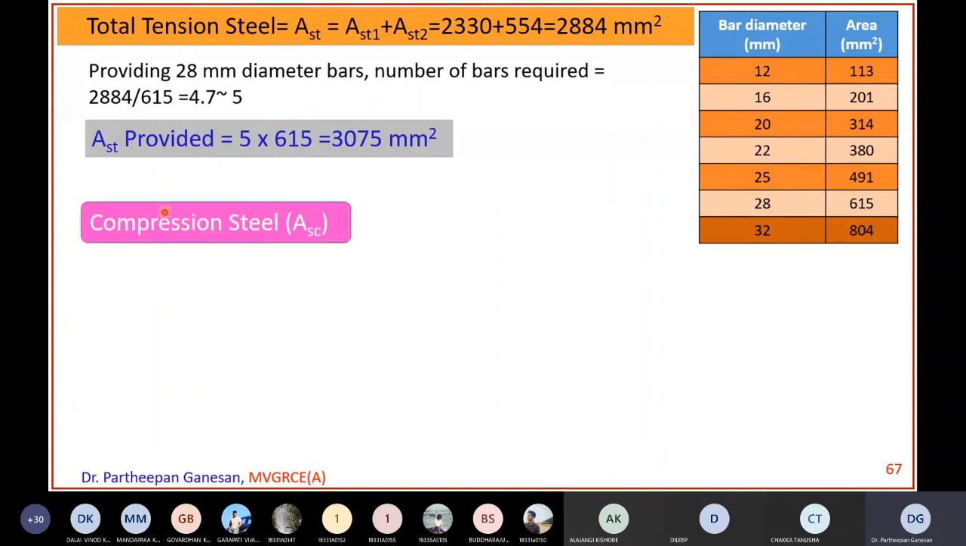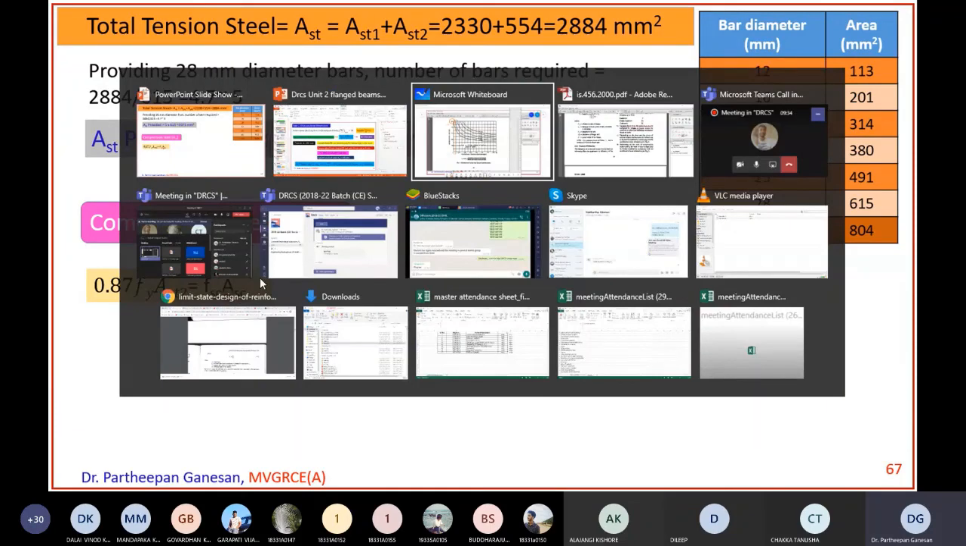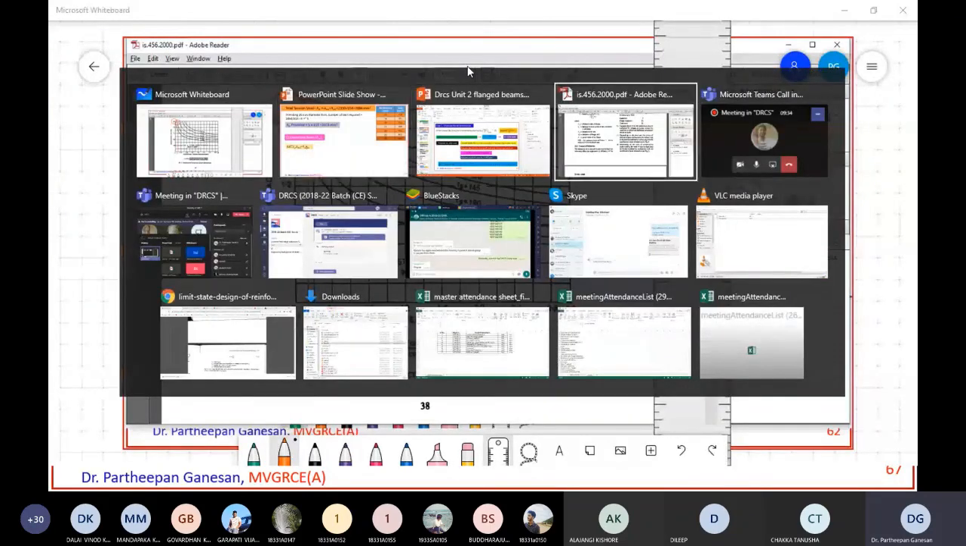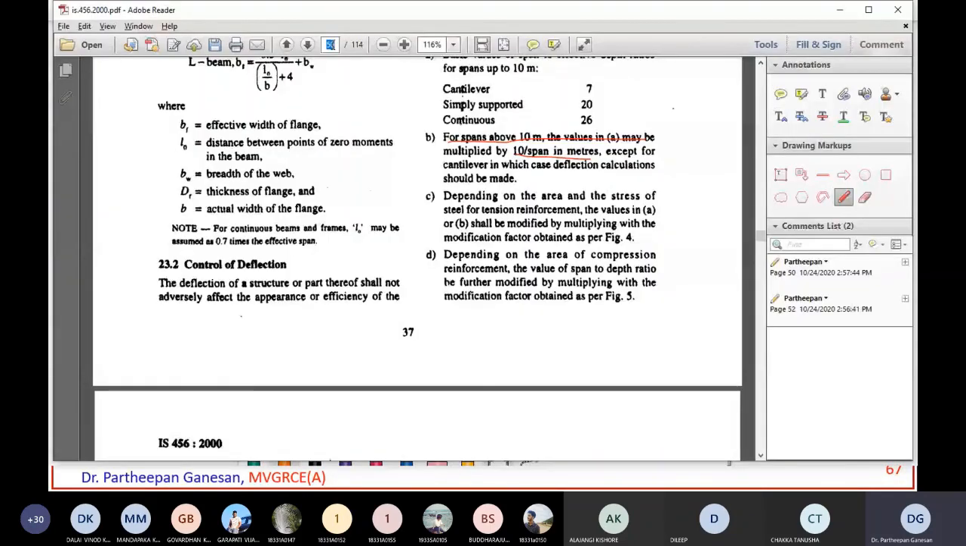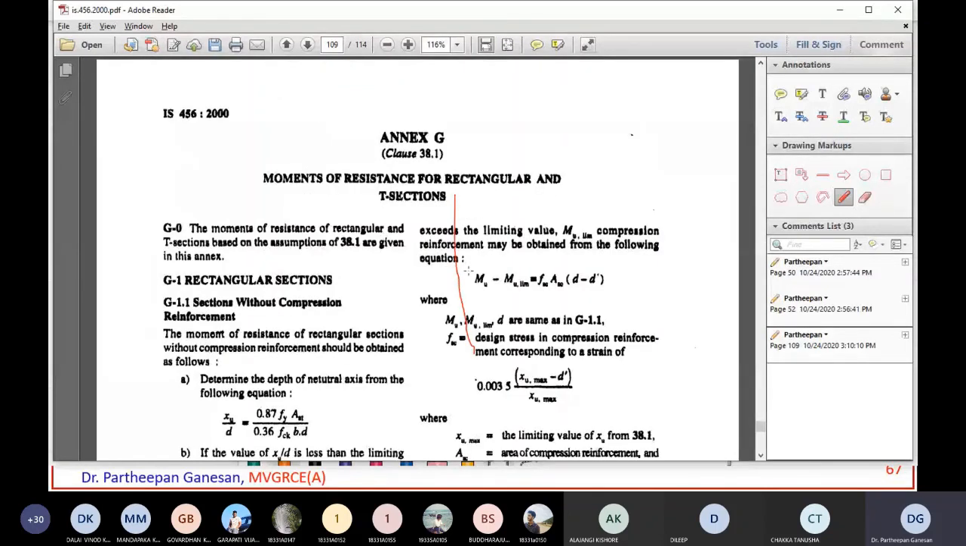So you have compression steel also. Again, we are taking the help of the equation given in your code: 0.87 fy Ast2 is equal to Fsc into Asc. But how will you find out Fsc? The procedure is already given here, which you already know, as we discussed while discussing the doubly reinforced beam. Here is the formula. How to find out Fsc is mentioned here.